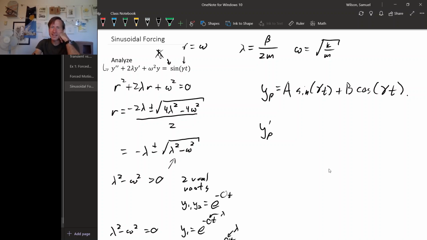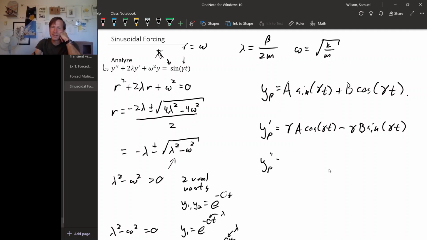So now we can start taking some derivatives to do undetermined coefficients. We get gamma a cosine gamma t minus gamma b sine gamma t.